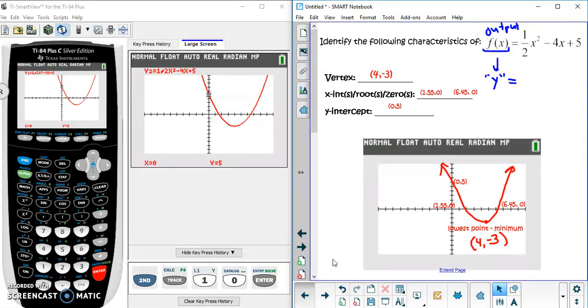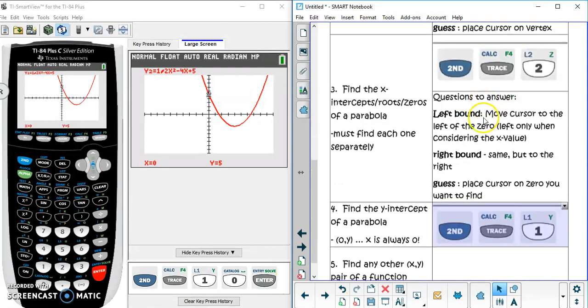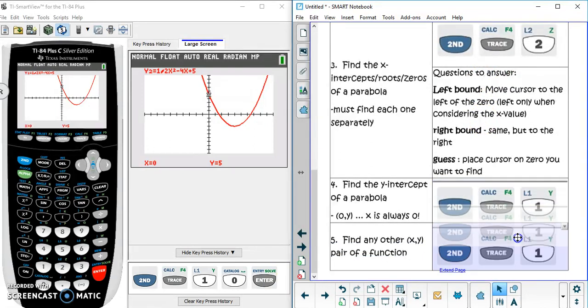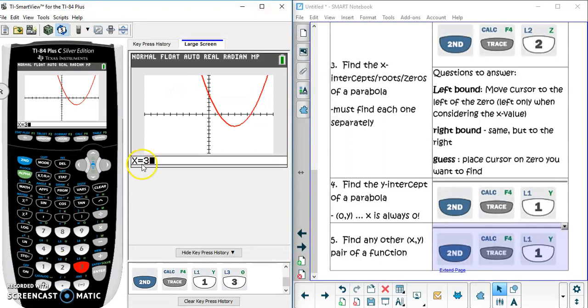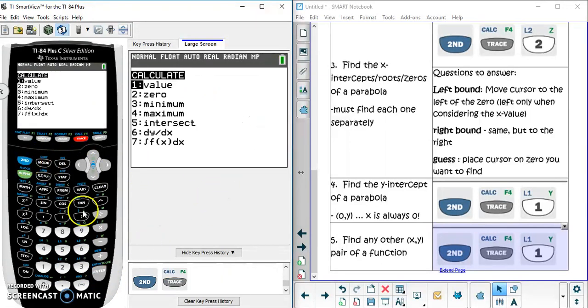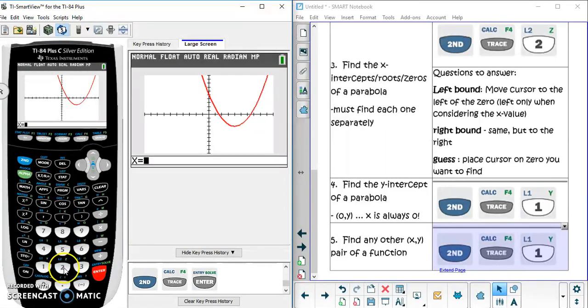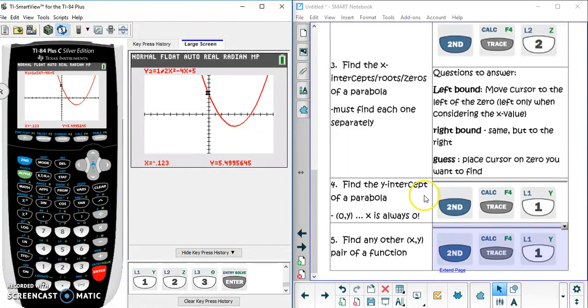Now with that though, that's also the thing below it on our notes. I don't have to do that just for the x value of 0. I could do that for any x-y pair. So if I go to second, calculate, and let's say the value that I want to do is something like 3. So if x was 3, what's its y value? -5/2. If I plugged in the x value of -0.123, the y value there would be 5.499, whatever.